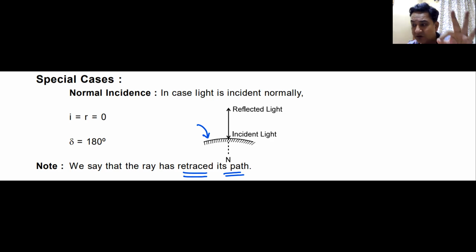Remember, these small things are going to make a lot of difference in the final exam, beta, because on these small things, they will make questions. If you remember these things on the very first day, you will be able to solve all those difficult questions very easily.